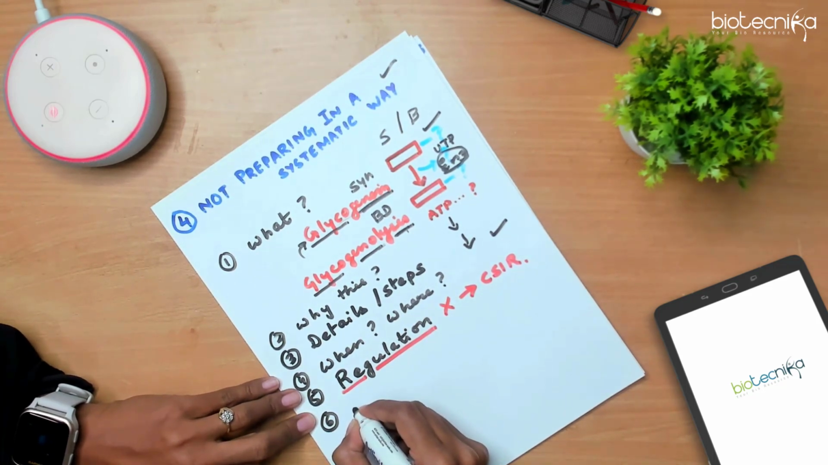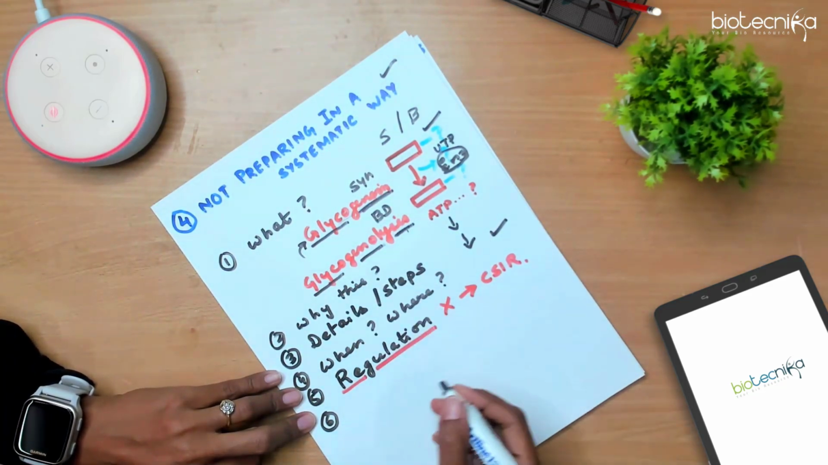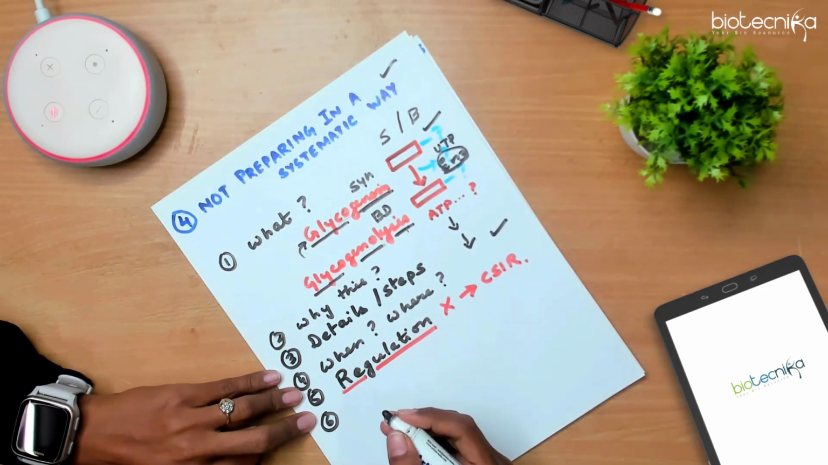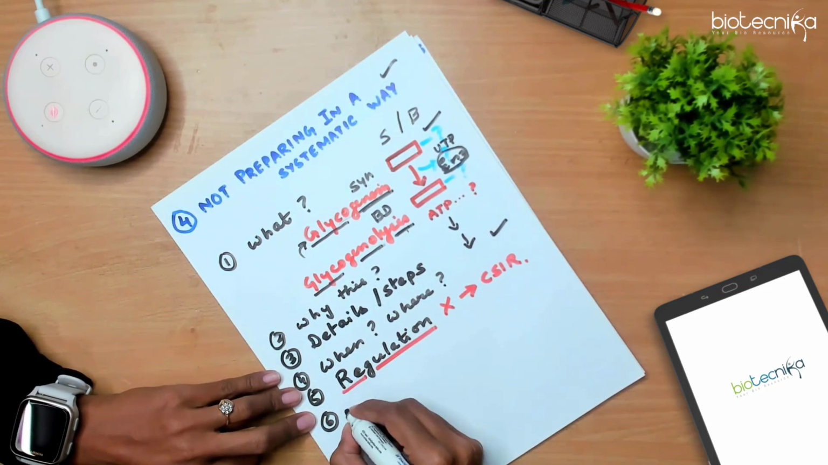For example, glucagon, epinephrine, do they activate glycogenesis? Do they inhibit glycogenesis or whatever? Or else if you have insulin, which is released when there is high concentration of glucose, what will they do? These all things you need to keep in mind.